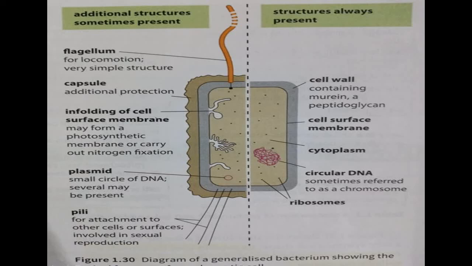In folding of cell membranes, you see that the cell membrane is making infolds inside the cytoplasm. These membranes can be adapted to carry on nitrogen fixation or can do photosynthesis. Then there are additional rings of DNA called plasmids, and pili, which are smaller than flagella, and they are used for attachment purposes during sexual reproduction.